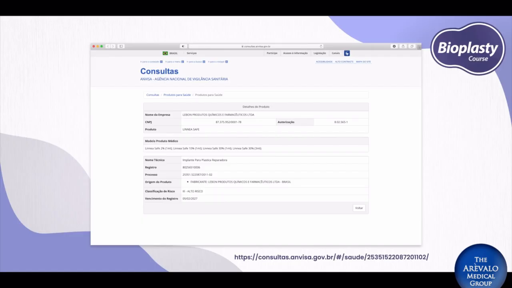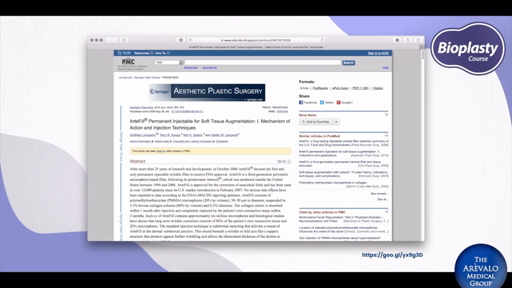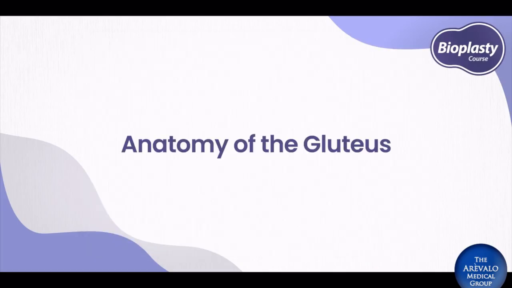Anvisa can be considered the Brazilian FDA. The product's risk rating is grade 3, high risk. In other words, it must be used in a responsible manner by a trained professional with the correct instruments and in a properly cleaned and regulated clinic. In the United States, PMMA was approved by the FDA in 2006.